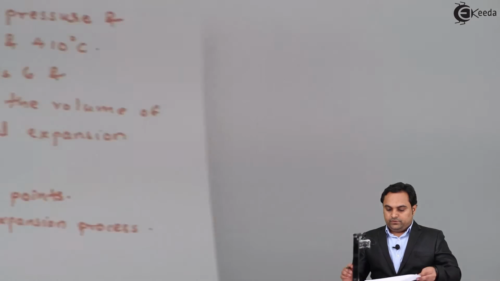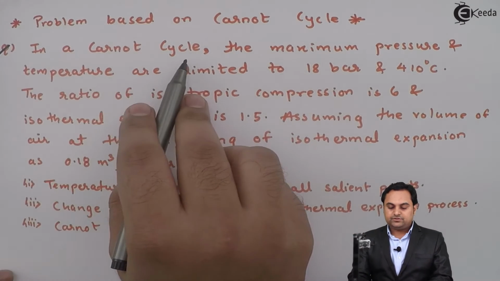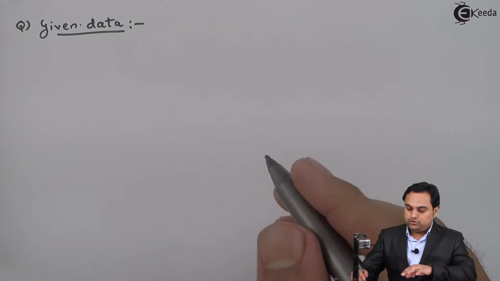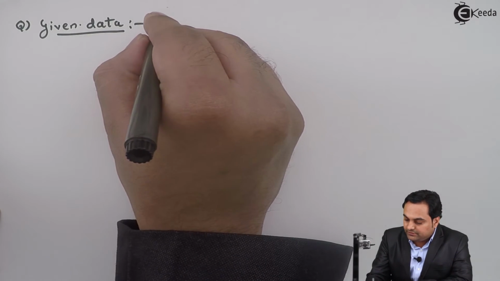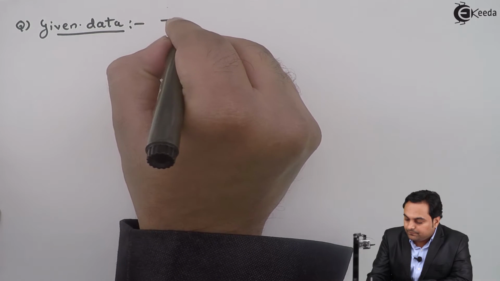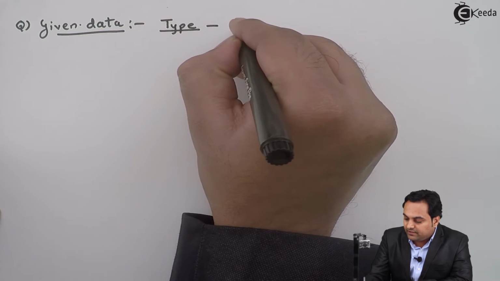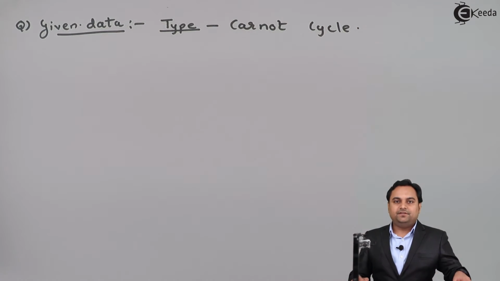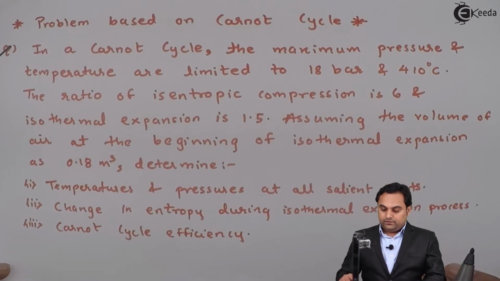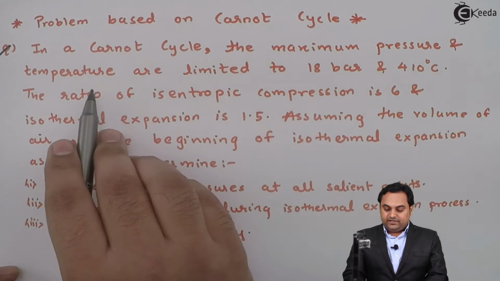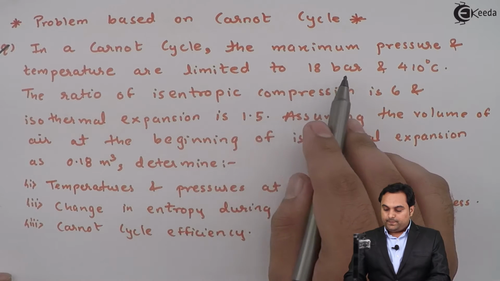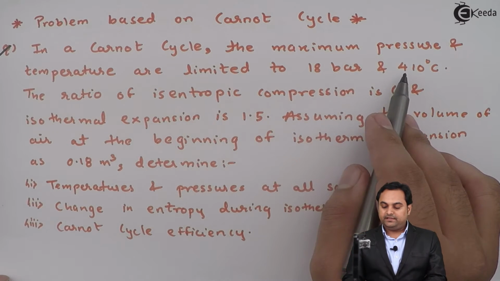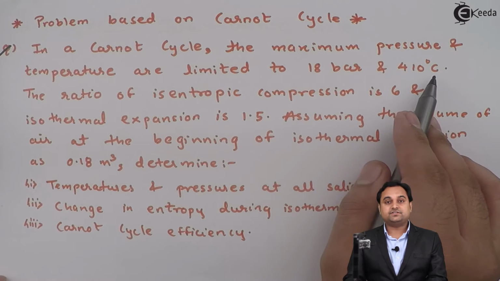Now here it is given that in a Carnot cycle, first of all, since the name of the cycle is known to us, I'll write down the type of cycle is Carnot cycle. Then the maximum pressure and temperature are limited to 18 bar and 410 degrees Celsius. So the maximum pressure is 18 bar and 410 degrees Celsius is the maximum temperature.